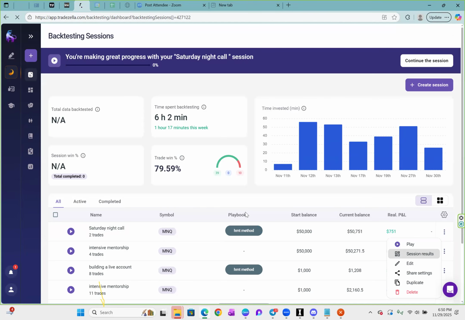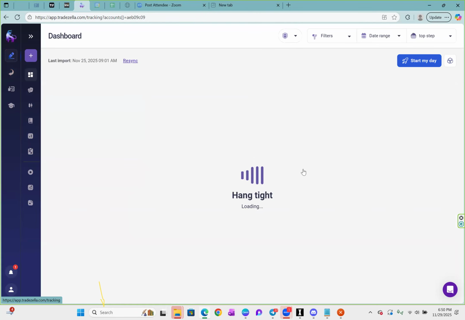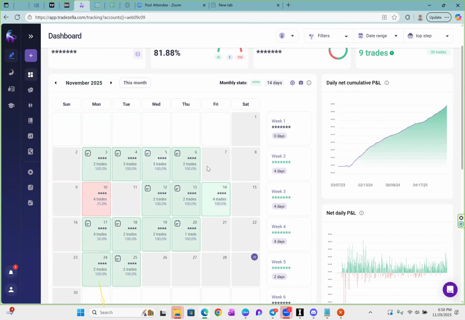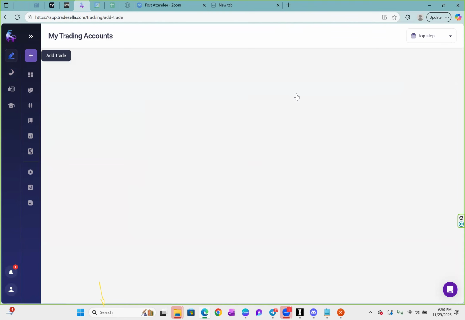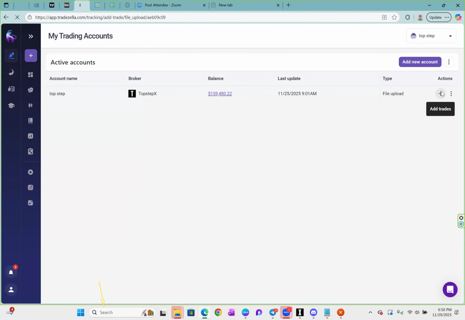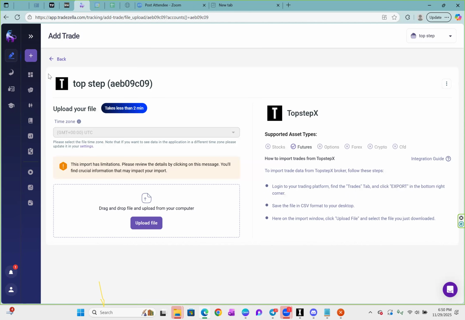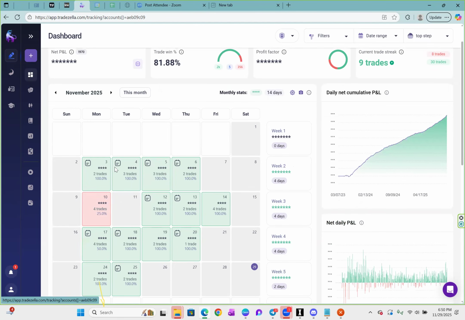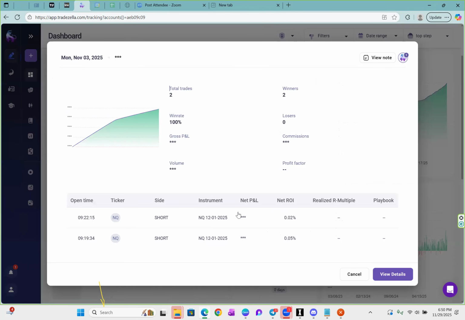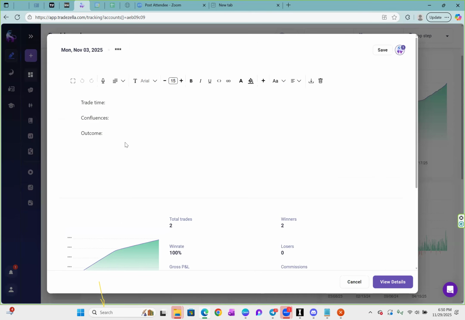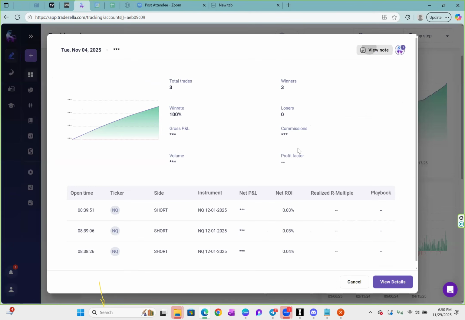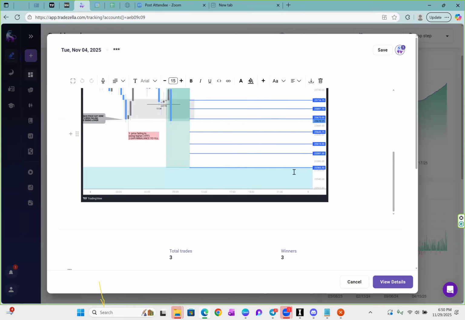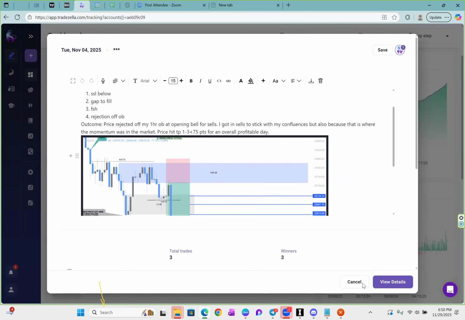Okay, so we're gonna go to dashboard, and now these are all my trades. I go to add trade, and I go to export, and I add my trades by uploading them from Topstep, for example, or Tradovate, for example. And then it uploads them for you, and they'd be right here, and then you can view your notes from them. I don't know why that one's not showing up. There we go. Yep, and this is my notes from an actual trade that I took with my community.